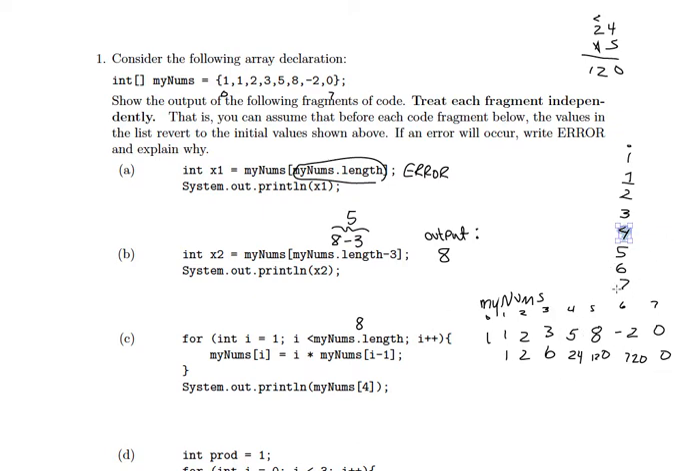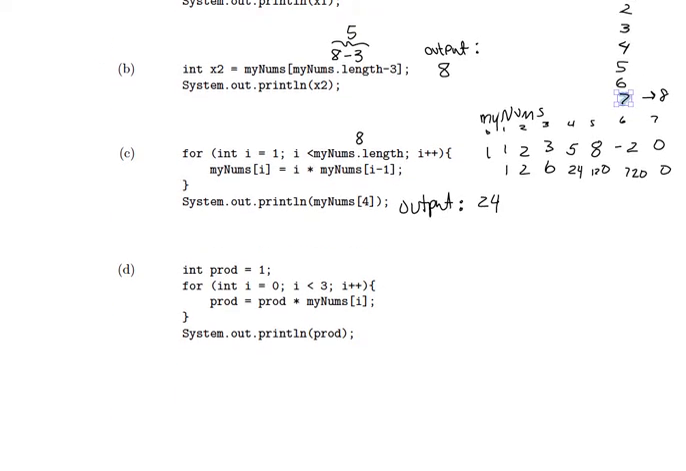At this point, I goes up by 1 for the last time. I don't have quite enough room to write this, but 7 becomes 8. And at that moment, the loop ends because 8 is not less than 8. So I go out and I print out my num sub 4. So output is just the fourth one, 24. All right, next.